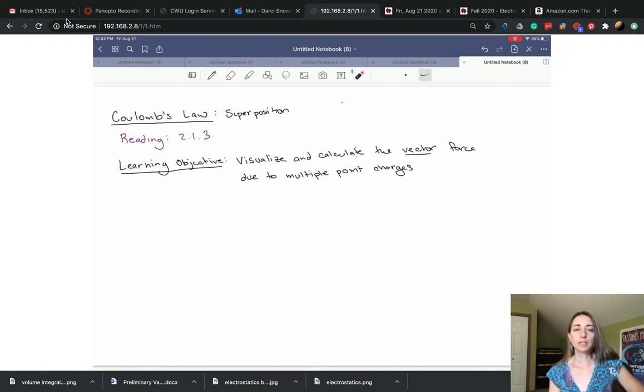Okay, in this lecture, we're going to talk about what happens when there's more than one source charge and we're trying to calculate the field due to the combined electric fields of those multiple source charges. And it's all about this principle called superposition. Okay, so we're going to read the next section in the book. That's 2.1.3. And the learning objective is to visualize and calculate the vector force due to multiple point charges. Okay, so let's get started.